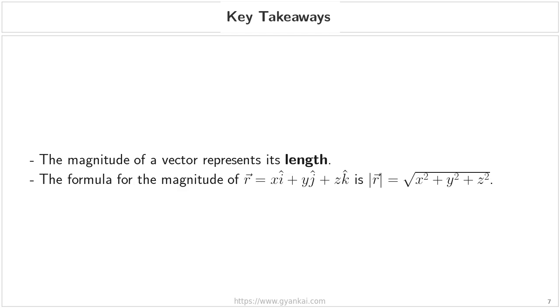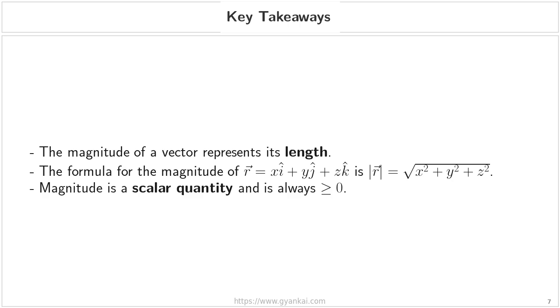For a vector r, which is composed of x i hat, y j hat, and z k hat, the magnitude of r, written as the absolute value of r, is equal to the square root of x squared plus y squared plus z squared. Third, it is crucial to remember that magnitude is a scalar quantity. This means it is just a single number, and because it represents a distance or a length, it must always be greater than or equal to 0. You will never encounter a negative magnitude.